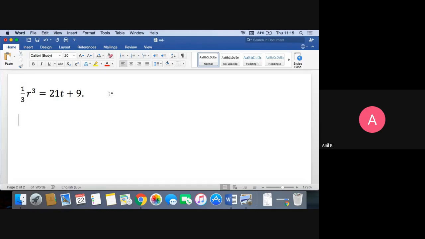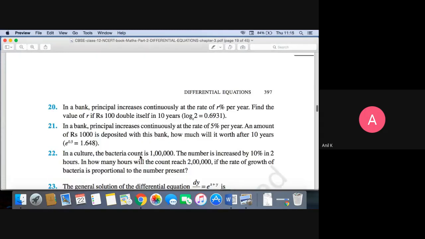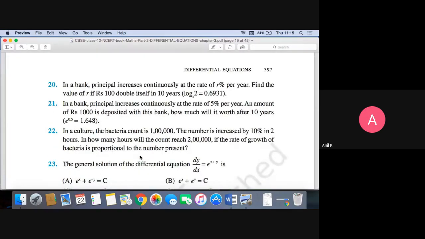So we'll go to the next question, question number 20. What is given in question number 20? In a bank, the principal amount increases continuously at the rate of r percentage per year. Find the value of r, that is the rate of interest or percentage of increment, if 100 rupees double itself in 10 years. Means after 10 years, 100 rupees will become 200 rupees.